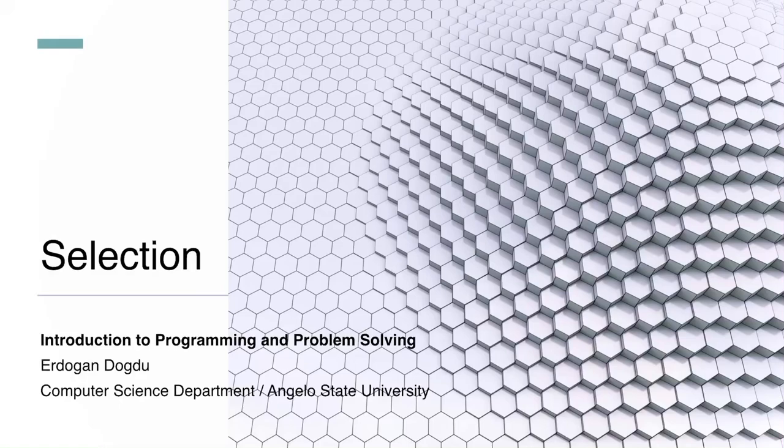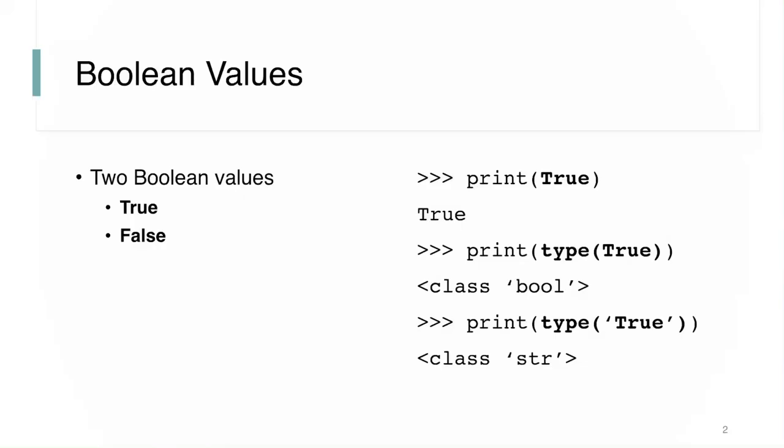Selection is about making a decision in your program, and based on that decision, you take a different path of execution. So you can have multiple paths of execution, and that can be done by using selection in Python or in any other language.